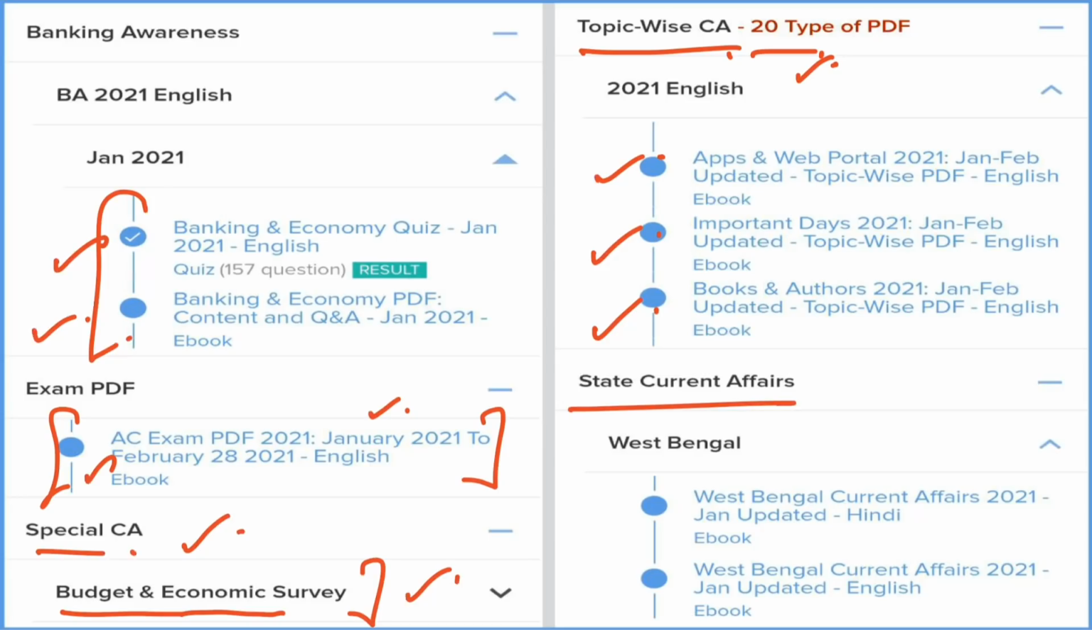Now we are providing the state current affairs also. Every state and every UT is covered under this section, and we are providing it in Hindi as well as in English. So all these current affairs will be provided to you in Hindi as well as in English. State current affairs is very important if you are preparing for a state exam.